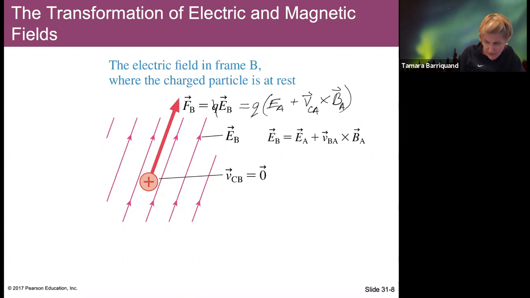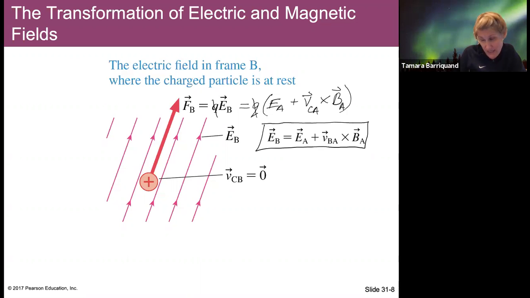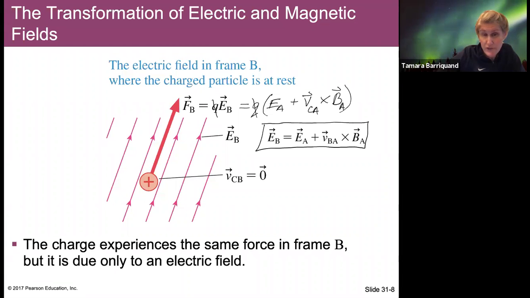Since these were equal, we can divide through by Q, and we see that we can generalize this and say that the electric field in B can be transformed as E_A plus V_BA cross B_A, where V_CA is equal to V_BA. Those are equal to each other because that's how the reference frame is moving. So we see that the charge experiences the same force in frame B, but it is due only to an electric field. So that's how we can transform our electric field, by taking basically a piece of that magnetic field.